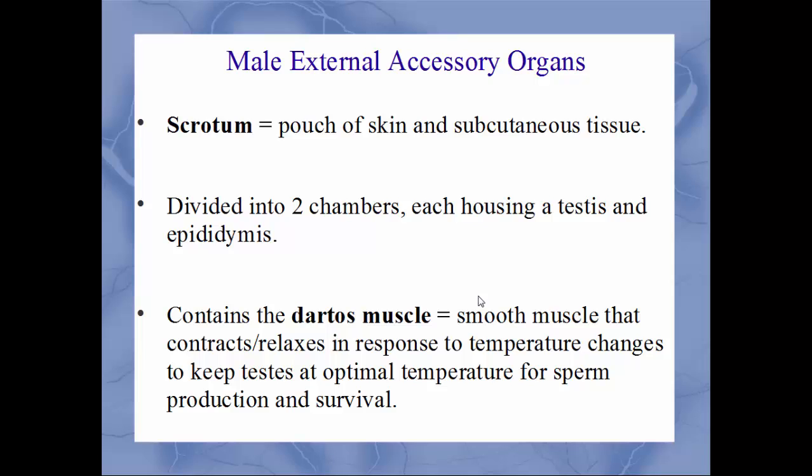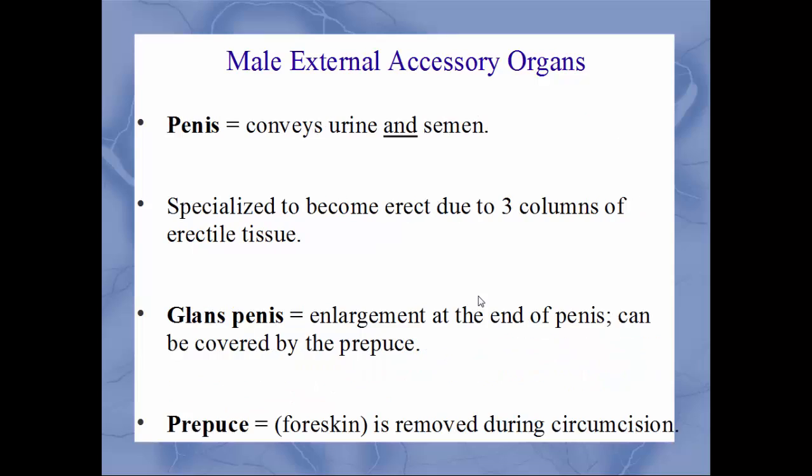The testes have to be kept at a certain temperature to keep the sperm cells alive. If they get too hot, they will kill the sperm. If they get too cold, then they will be damaged. So that's why the testes are able to go up and down, depending on temperature. When it gets too cold out, they will contract and pull the testes closer toward the body to get warmed up. If the body is too hot, they will descend and relax to get further away from that heat.